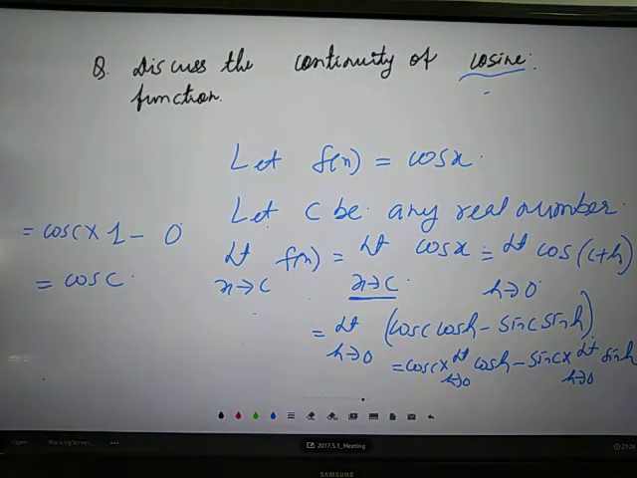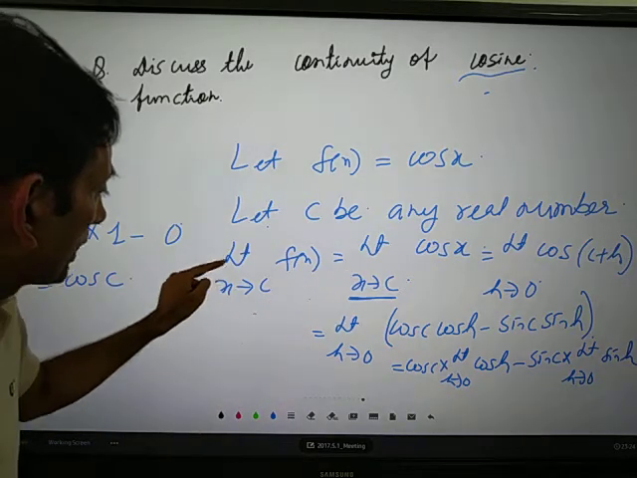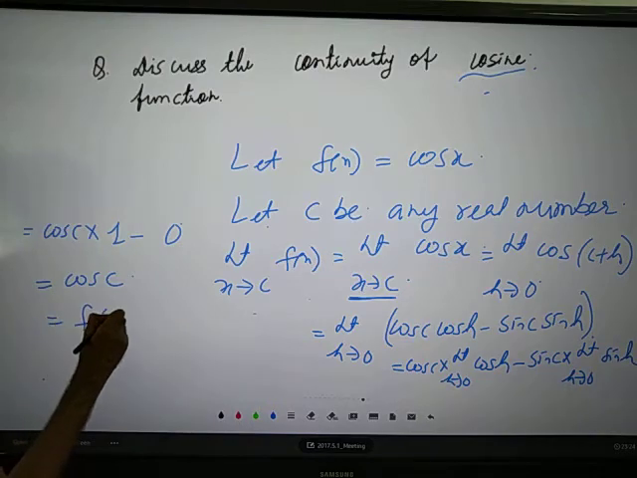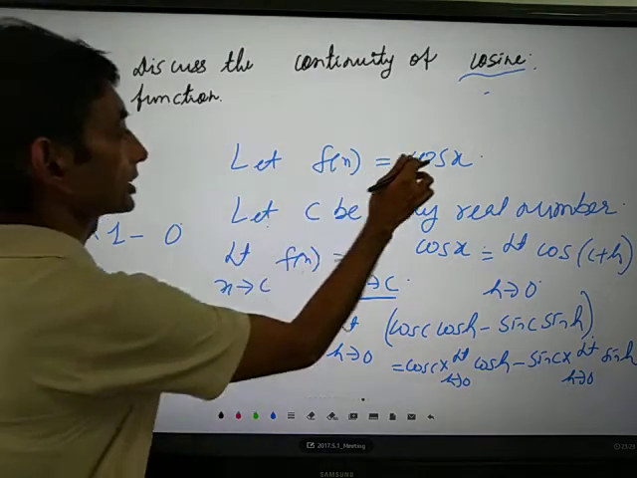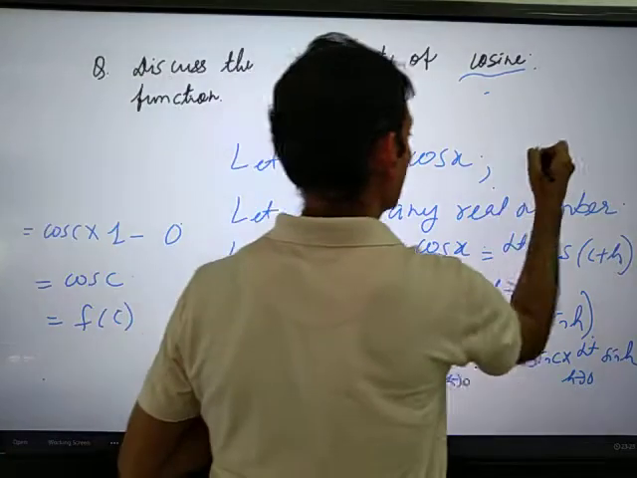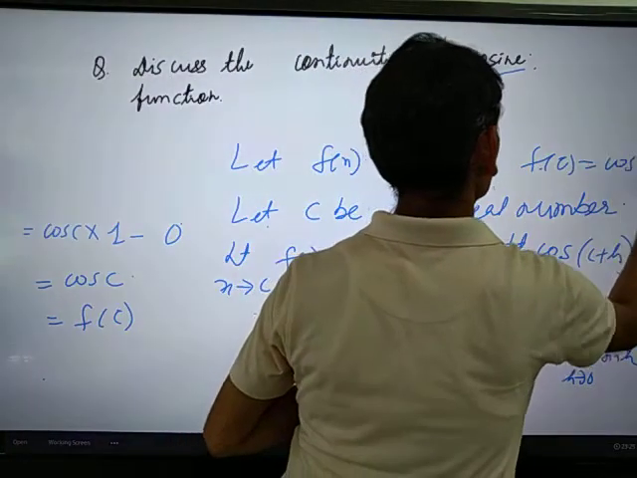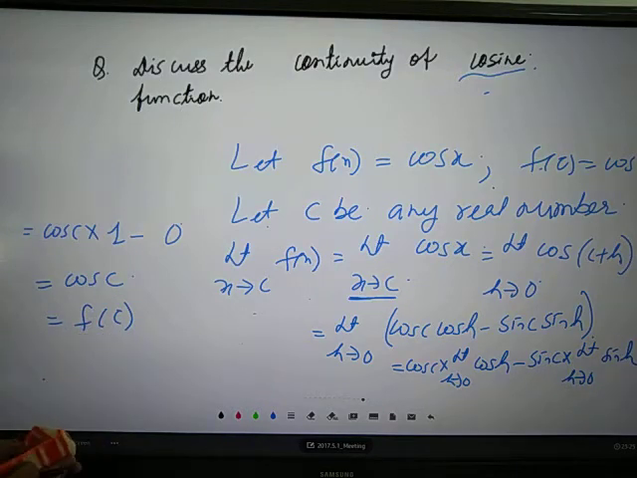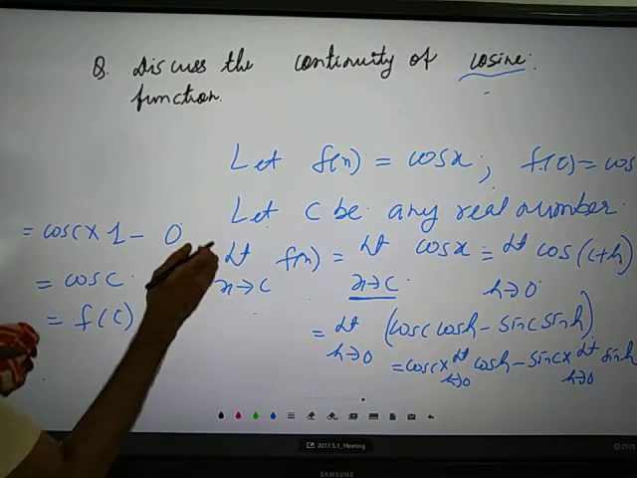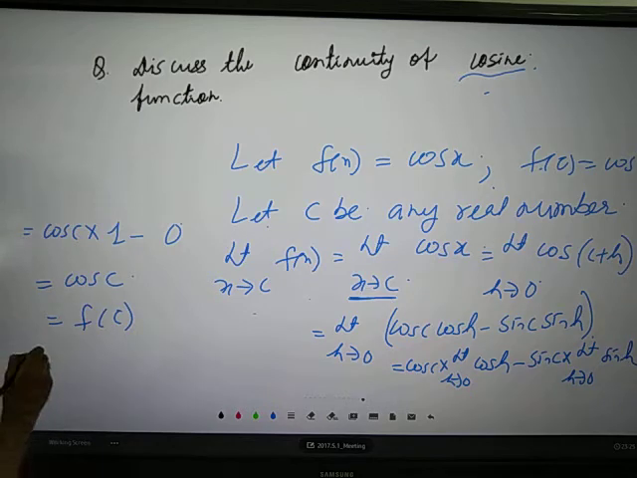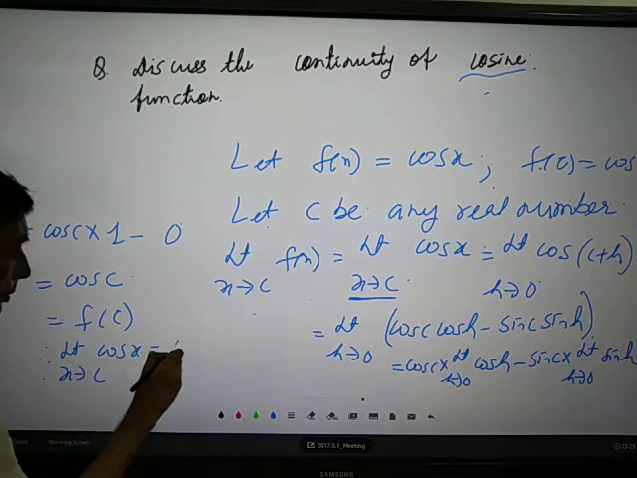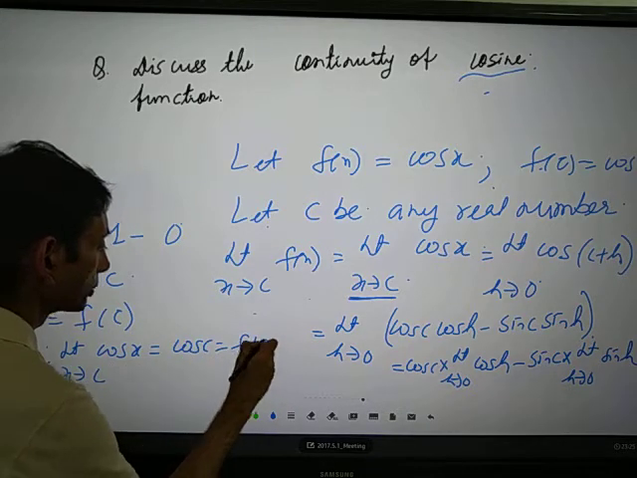So how did it start? Started with this: limit x tends to c, f(x). That is always equal to f(c). What is f(c)? f(c) is equal to cos c. So cos c can be replaced by f(c). So finally, therefore, limit x approaches c, cos x equals cos c, which is equal to f(c).